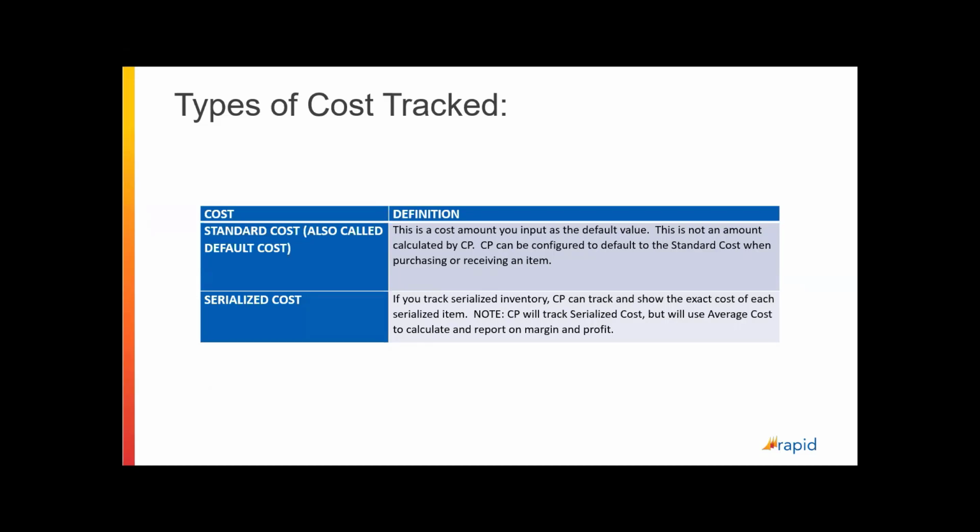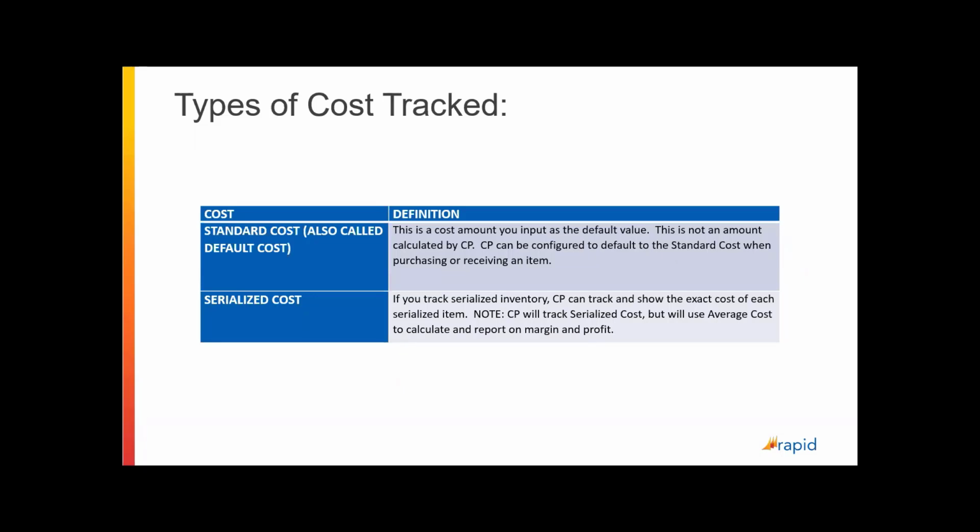And then you have serialized cost. This isn't going to apply to all of you. It's only going to apply to those of you who track serialized inventory. But Counterpoint can track and show the exact cost of each serialized item. So a note that we put in here, Counterpoint will track serialized cost, but it will still use the average cost to calculate and report on margin and profit. So again, when you're looking at cost over time, even for serialized items, you're still going to see that weighted average calculation. But you do have the ability to track those costs on an item by item basis using serialized cost.